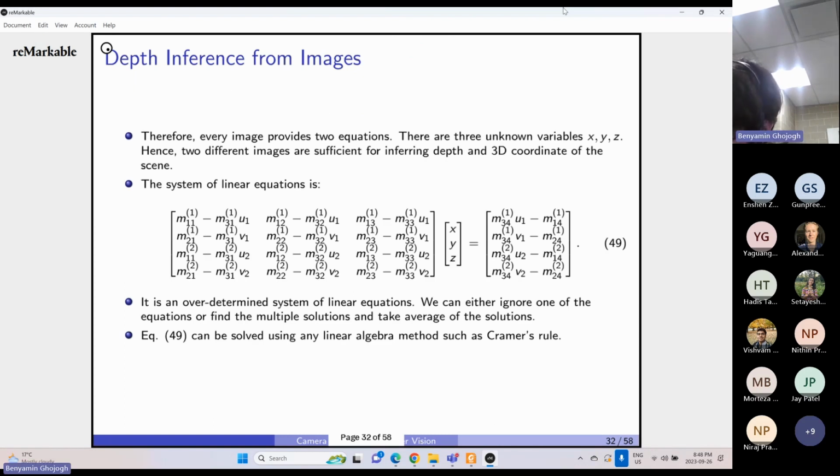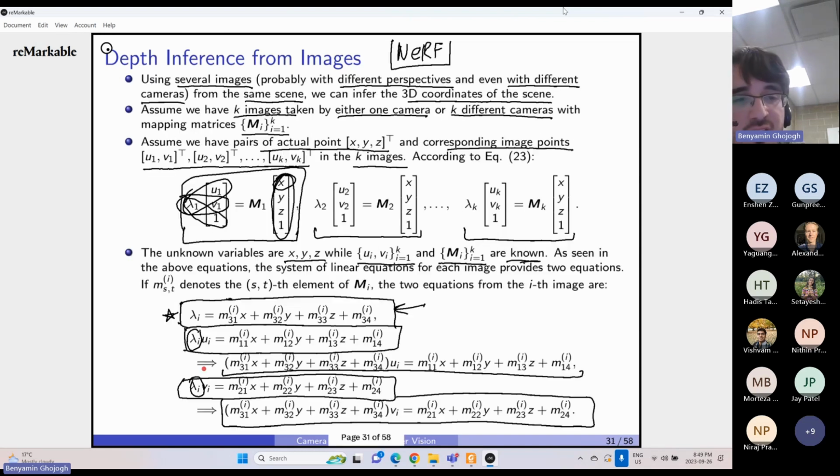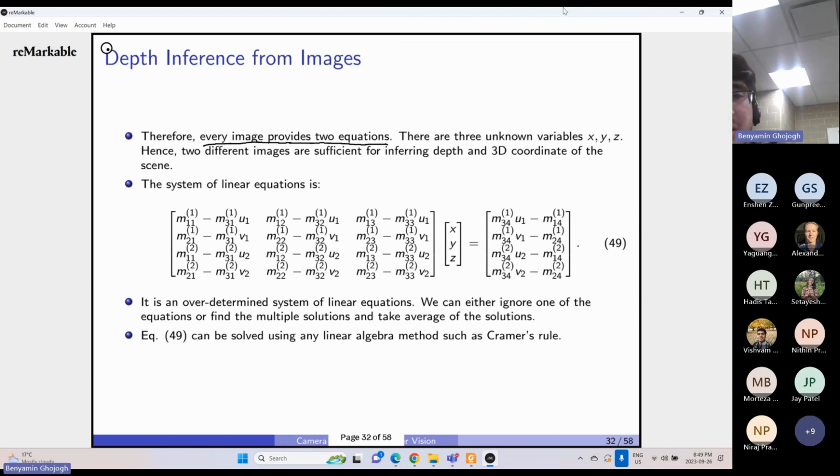Therefore, every pair of actual point and its corresponding pixel in the image, every image actually provides two equations. We just saw that, right? For the ith image, I got these two equations. How many unknowns do I have? You tell me. x, y, z, right? Because of the 3D object. So every image provides two equations. I have three unknowns. Therefore, two images are enough. Two cameras, or only two images, are enough for inferring the 3D space.